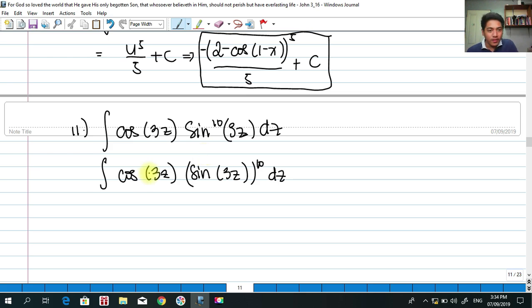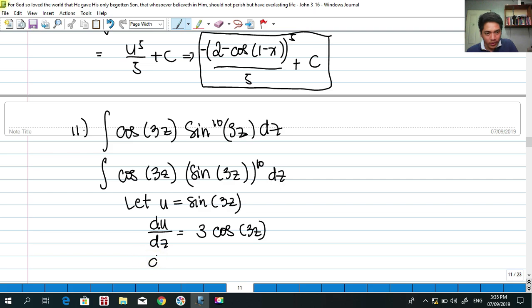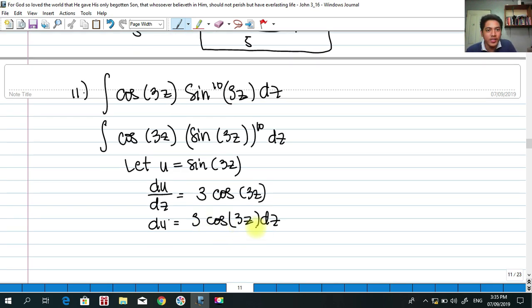So if we again let u be sine of 3z, we need to get the derivative of u with respect to z. First we differentiate the inside function, that is 3, then differentiate the whole, that is cosine of 3z. If I rearrange this equation, we have du equals 3 cosine of 3z dz, okay? As you can see, we have cosine of 3z dz available in our integrand, but we have a 3 here, so we will be having a correction factor of 3 inside the integrand. So we have now what?